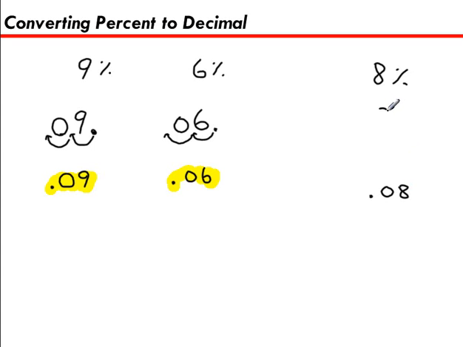So again, I wrote my number without the percent symbol. If it's a single digit, I add a 0, and then I slide a decimal point two places to the left, and I get 0.08.